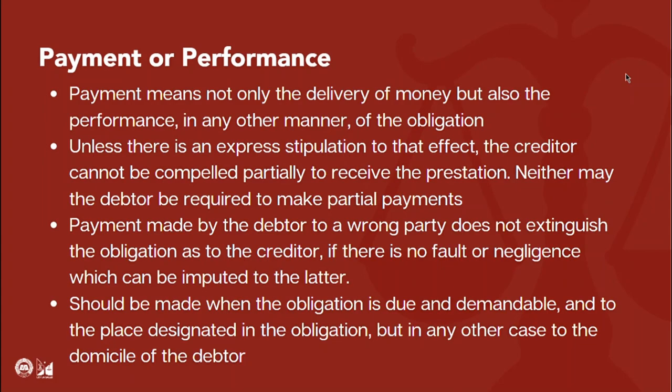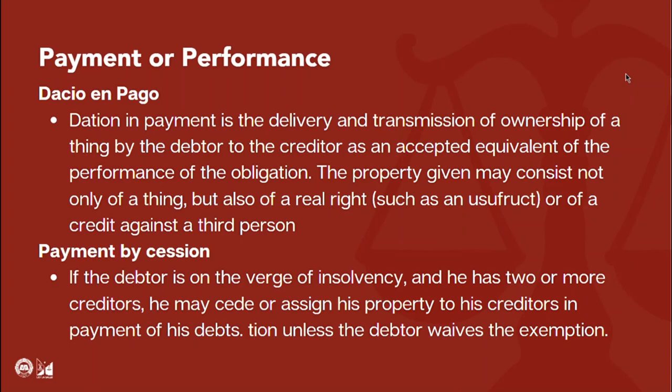Under this, we have dacion en pago, which is dation in payment. It is the delivery and transmission of ownership of a thing by the debtor to the creditor as an accepted equivalent of the performance of obligation. The property given may consist not only of a thing but also of a real right, such as usufruct, or of a credit against a third person.